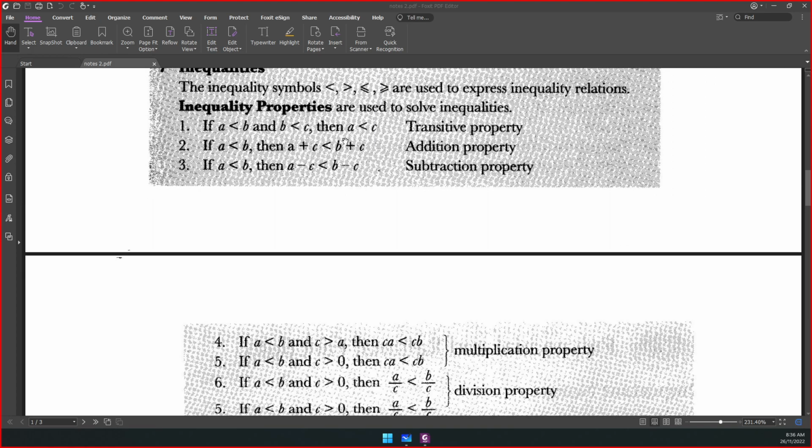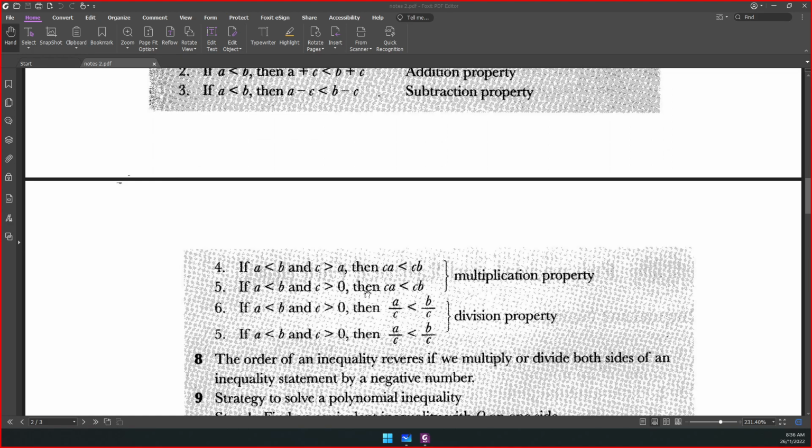You can see it has some properties here, like if A is less than B and B is less than C. These things are facts, but sometimes you forget them if the question starts getting a bit too complicated. Okay, so the division properties.